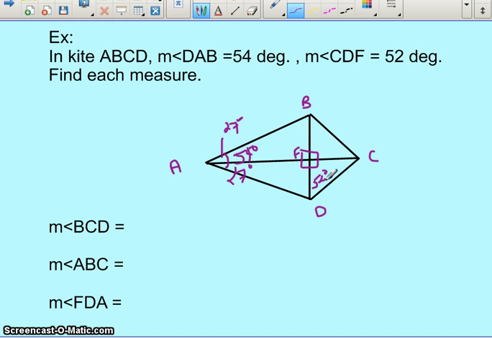So let's see, 90 plus 52. Let's do that real quick. Would be 142, so that's going to leave 38 degrees left for this. So that means that this is going to be 38 degrees here. This is going to be another 52 then. And then 54 plus 90, what would that be? 144. So that's going to leave a 36 degree angle for this, and a 36 degree angle for this one.